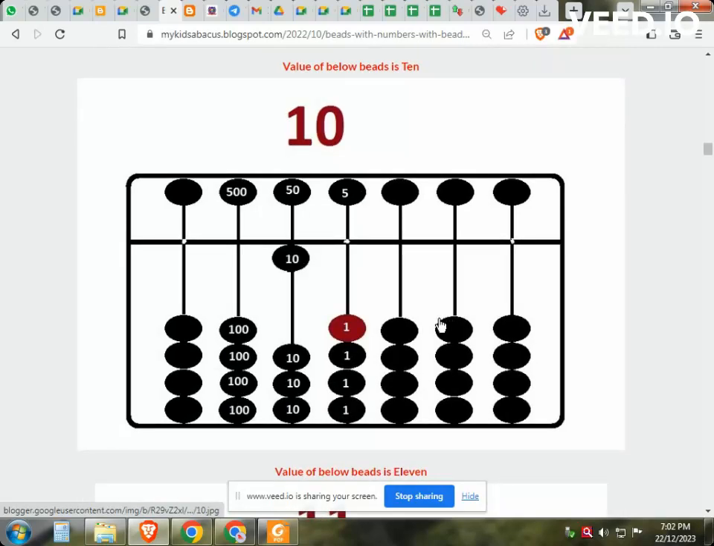Now suppose I want to add 10. Agar hume 10 add karna hai, toh hum kya karenge? 10's place mein 1 lower bit ko upar lenge. Matlab is middle bar ko touch karenge. Matlab humne 10 add kar diya.